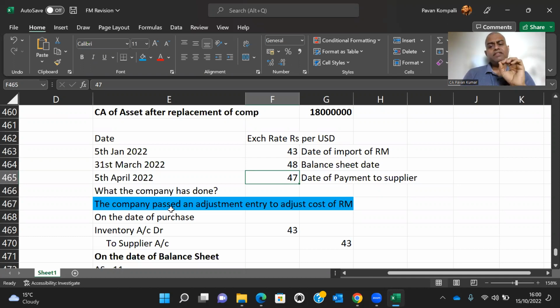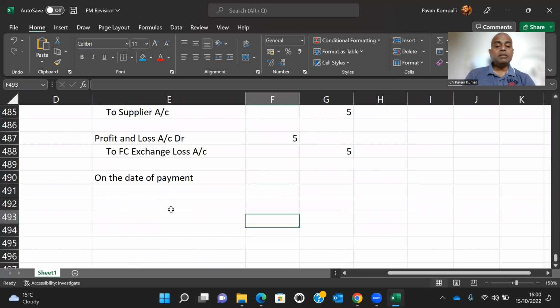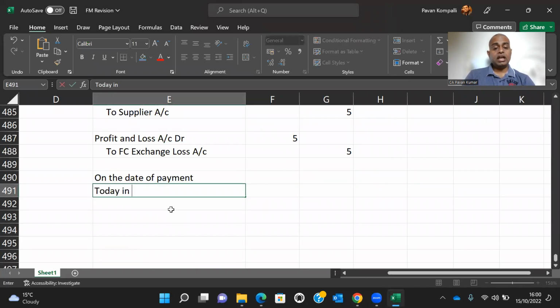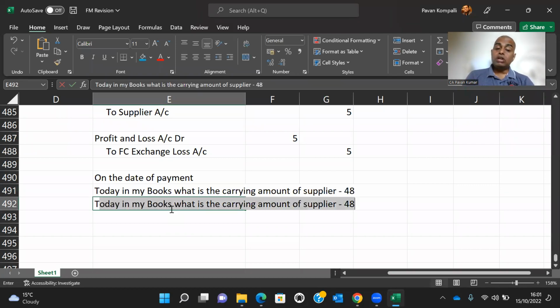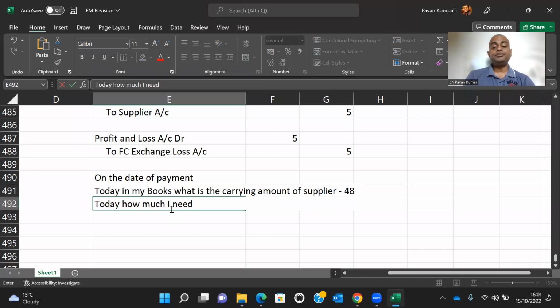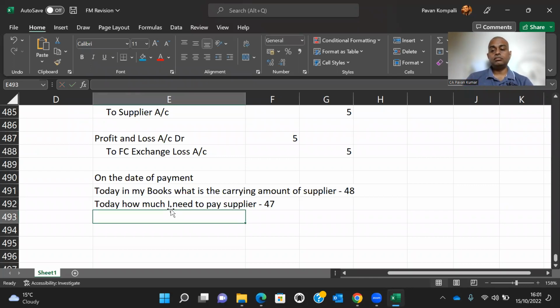Now you tell me, is there any foreign currency gain here? Yes, 1 rupee foreign currency gain. You will take it to P&L. That's all. Now, when you are making the payment, today in my books, what is the carrying amount of supplier? At what rate is the supplier in my books? 48. Now you tell me, today how much I need to pay? 47. So will you make a payment of 48? No, you will make only 47.